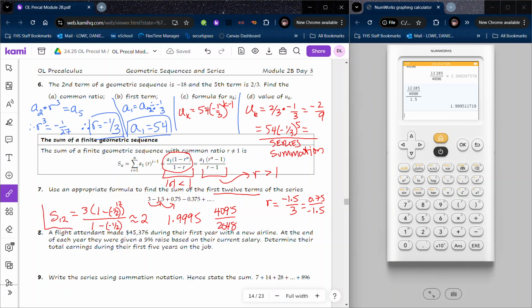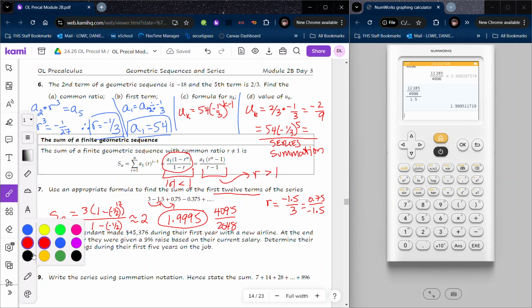Okay, so we show our use of our formula, and that'll be sufficient for our work. If we wanted to give two decimal places, we'd be able to. Let me erase this for just a moment.